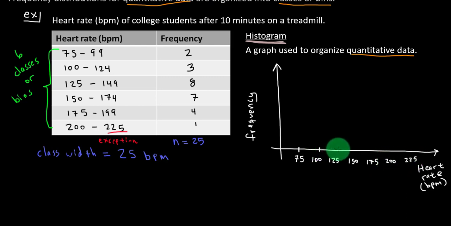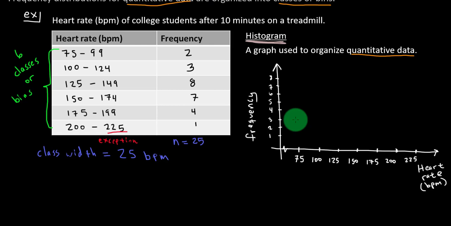And these should be equidistant. Since each class has a width of 25, each of these tick marks should be the same distance apart. My frequencies I have all the way up to 8, so I will go ahead and put tick marks all the way up to 8. And perhaps I should use one of those little breaks, since this distance from 0 to 75 is not very representative. Okay, let's go and create this histogram.